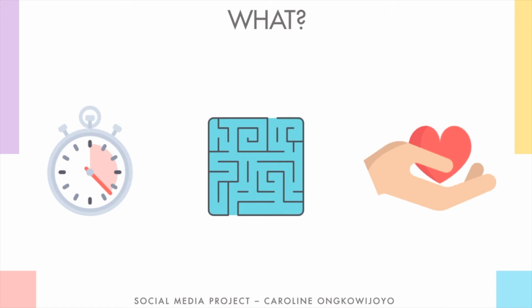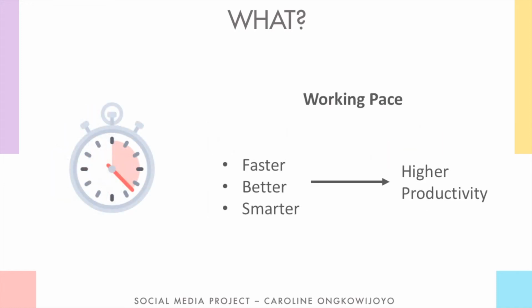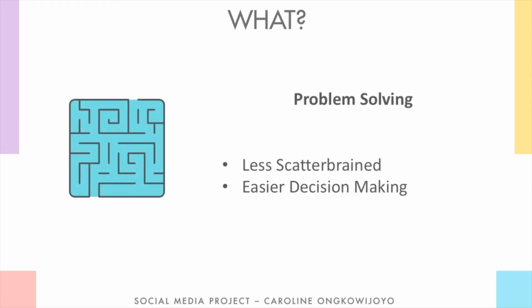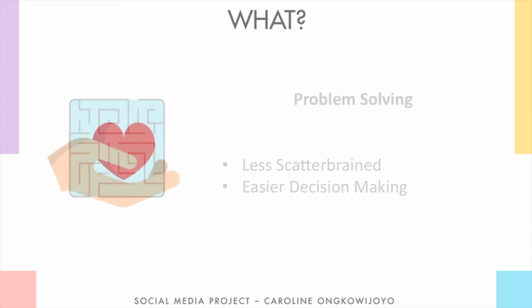Basically, to sum up what I have learned and applied, I can summarize it into three things. First, working pace improvement. I learned to be faster, better, and smarter, and I was able to apply it during my on the job training, and the result is I have higher productivity. I also learned about problem solving, in which I become less scatterbrained by using various frameworks and choosing which one is suitable, and also it is easier for me therefore to make a decision.